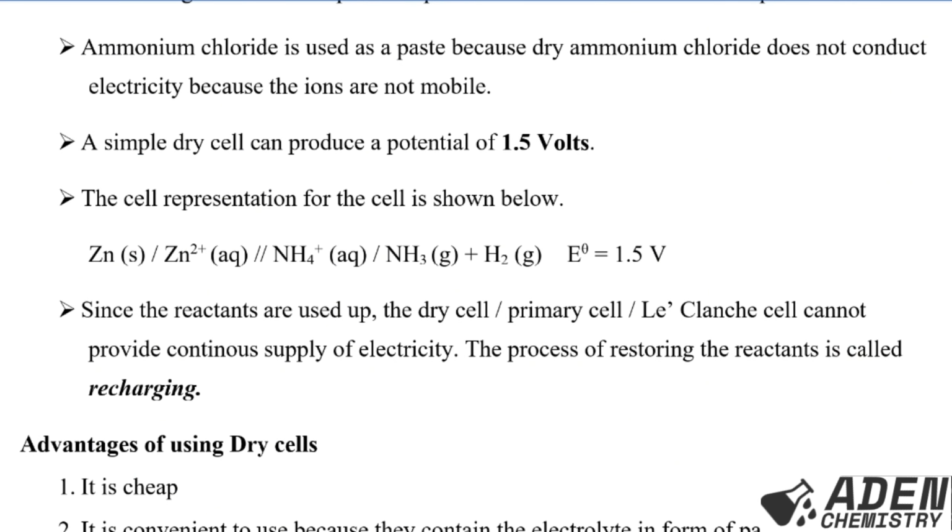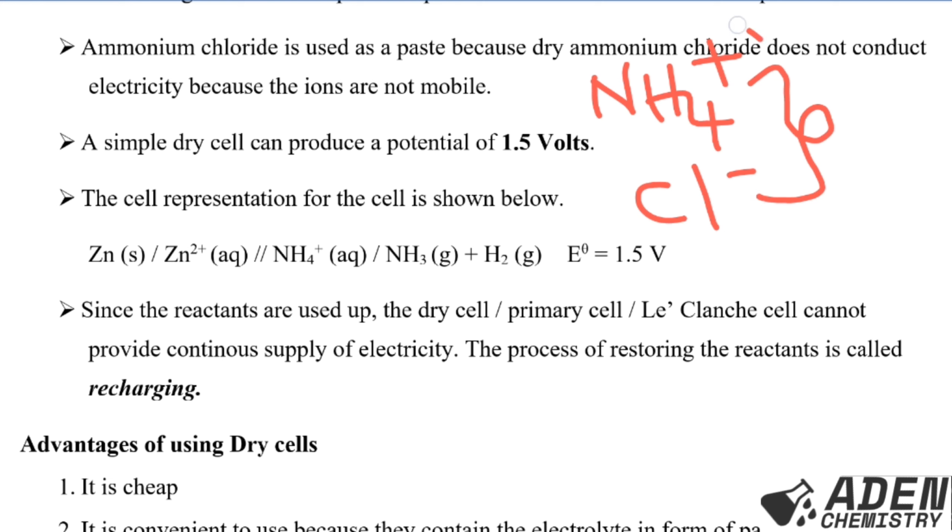So next we are saying ammonium chloride is used as a paste. Why are we using it as a paste? We are saying because dry ammonium chloride does not conduct electricity, because the ions are not mobile. Ammonium chloride is composed of ammonium ions, which are positively charged, and chloride ions, which are negatively charged. The type of compound having positively and negatively charged ions is called an ionic compound or ionic substance.